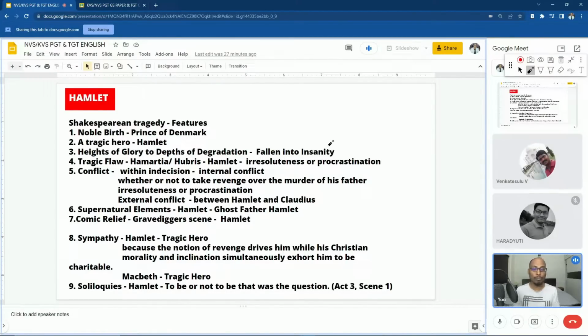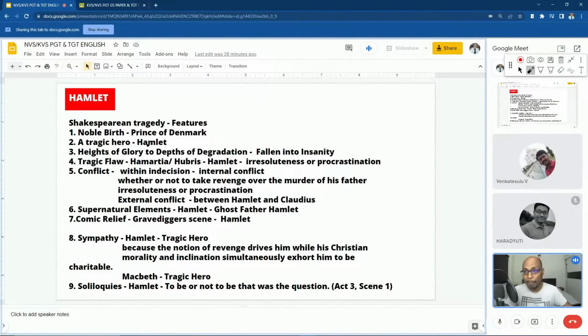Right. Now, Ghoshji, what we are going to do is apply the features of Shakespearean tragedy to this play Hamlet. Now, who is the noble birth character in this play? Tell me, Ghoshji. Hamlet only. He is the Prince of Denmark. Correct? Yes, sir. So he is not an ordinary person. He is from a royal family and he has a noble birth.